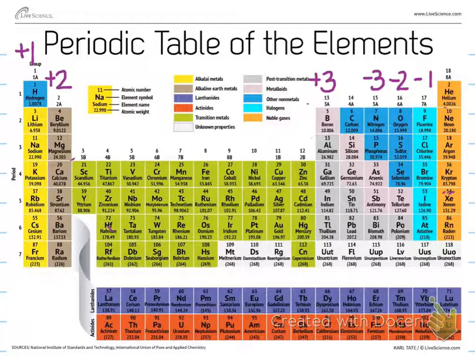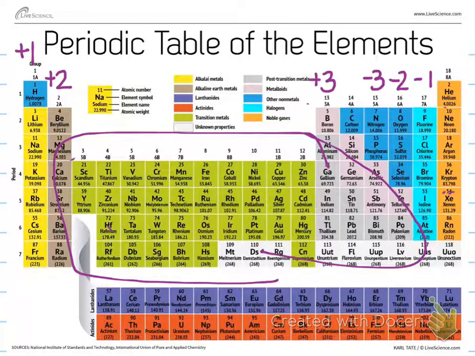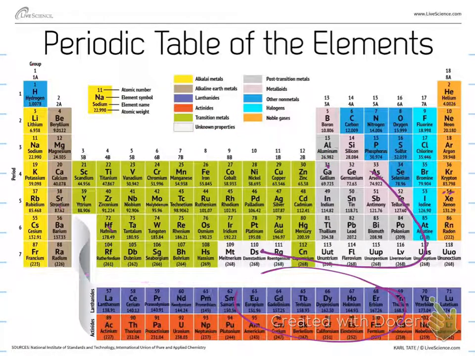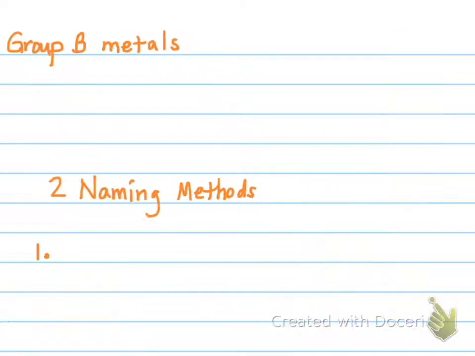That is not the case when we start to talk about these group B, which also kind of includes some of these underneath here. Okay? They do not follow a predictable pattern. All right? So that's what we're going to be talking about next, are these short columns on the periodic table, and the fact that they don't tend to follow a predictable pattern. So, again, there's going to have to be something a little bit different for figuring out their charges.